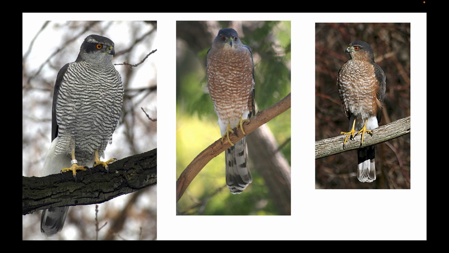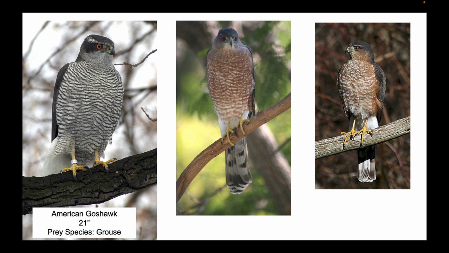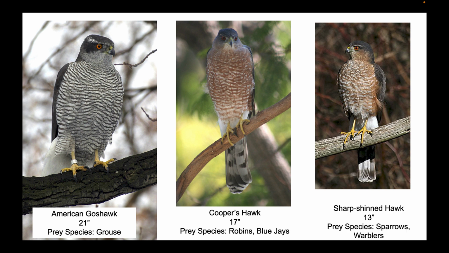Now what we find when we look at this is that goshawks tend to feed on larger prey species. So they'll feed on things like grouse, woodcocks, and doves, larger prey species. Cooper's hawks will tend to feed on things like robins and blue jays and red-winged blackbirds. And sharp-shinned hawks will feed on things like sparrows and warblers, including our beloved golden-winged and blue-winged warblers.